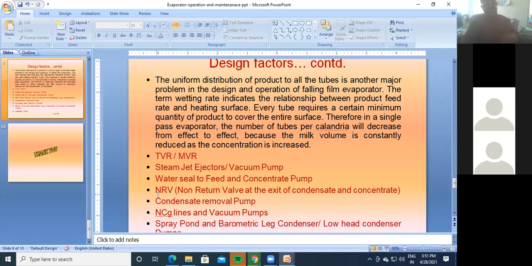Non-return valve is the valve which opens only in one direction. When there is a flow of the condensate, it will open. When there is no flow of condensate, it will remain closed and no air will come from outside into the system. This is the function of NRV, non-return valve. Non-return valves are provided at two places: at the exit of condensate and at the exit of concentrate. Condensate is the term used for the steam water after condensing, and concentrate is the term used for concentrated product after increasing in the total solid percentage.